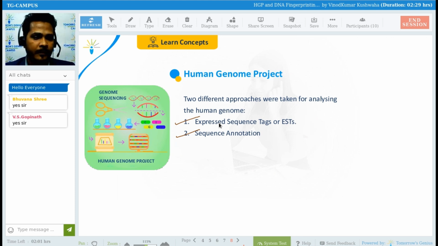Okay, now this is clear. Expressed sequence tag and human genome sequence annotation is clear to everyone. Yes or no?